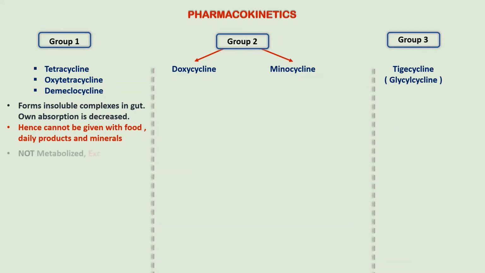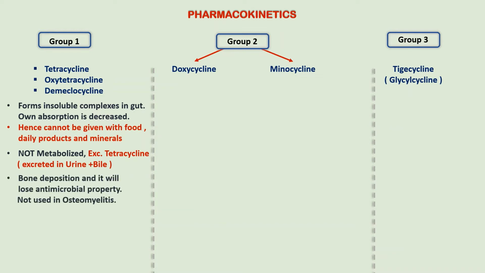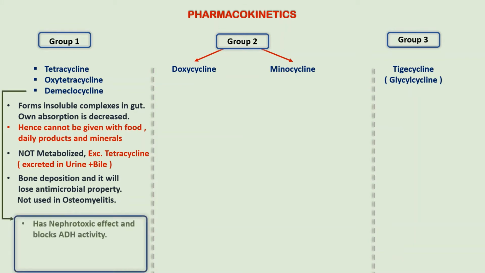Another thing to remember is that they are not metabolized except tetracycline, and they are excreted in urine and in the bile as well. The property of chelation also causes it to be deposited in the bone, but once it is deposited in the bone, its antimicrobial property is lost. Demeclocycline has a nephrotoxic activity and it blocks ADH activity, so this drug is not used as an antibiotic but used in the treatment of syndrome of inappropriate ADH secretion.